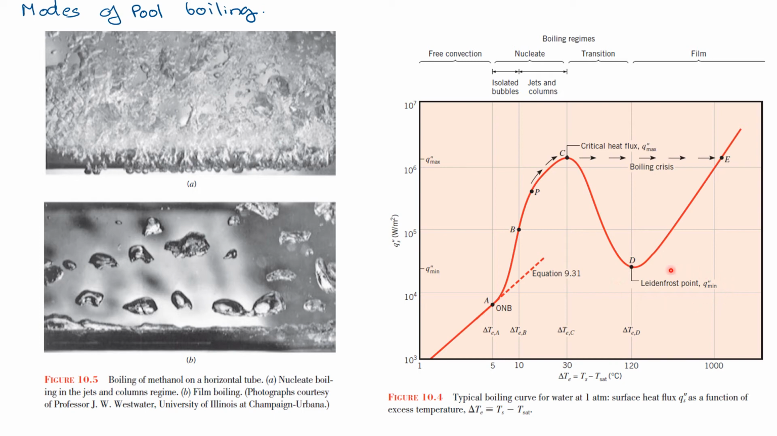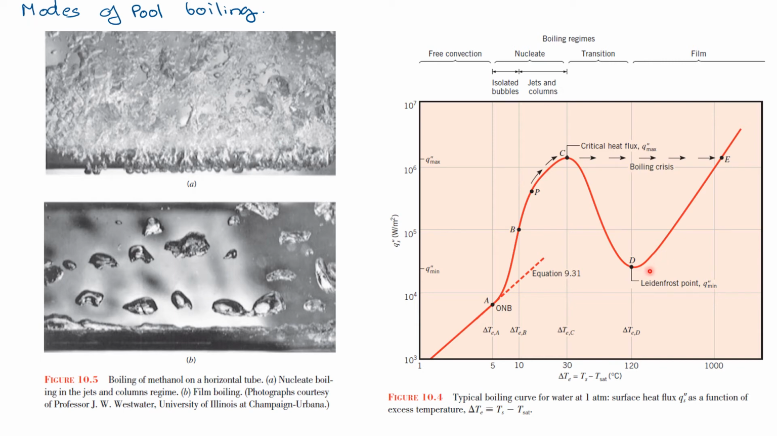Now at point D, or at the Leidenfrost point, the surface is completely covered by a vapor blanket, and now the heat is being transferred from the surface of the metal to the liquid just by conduction and radiation and not by convection. So that's why you have a very small amount of heat flux being added to the liquid at this point here, and this was first recognized by Leidenfrost, and that's why it's named after him.